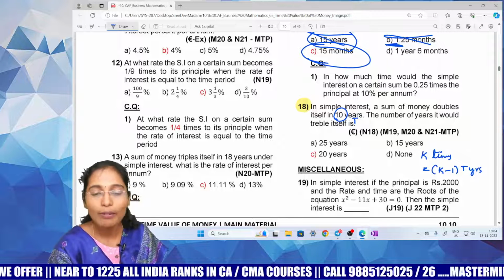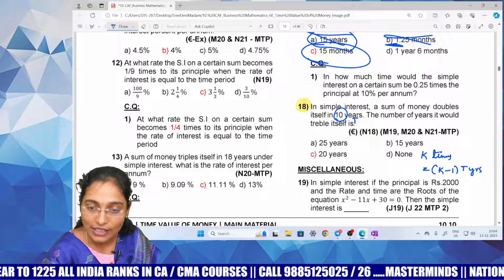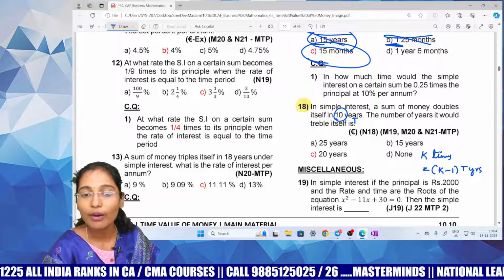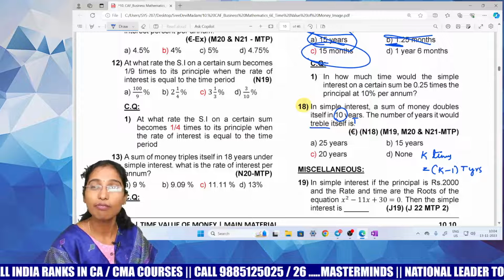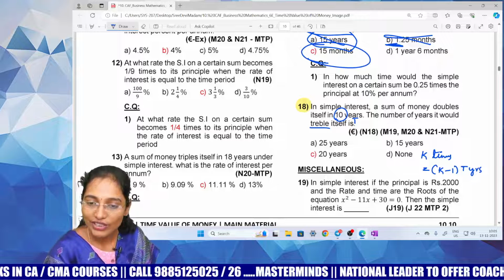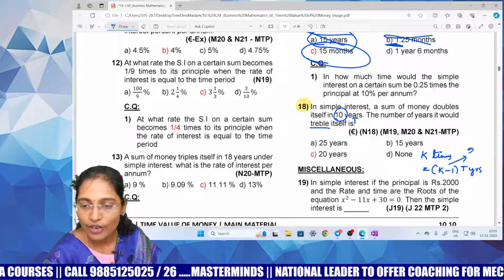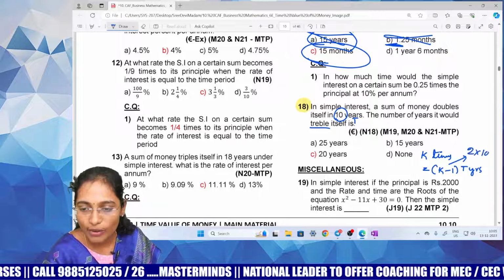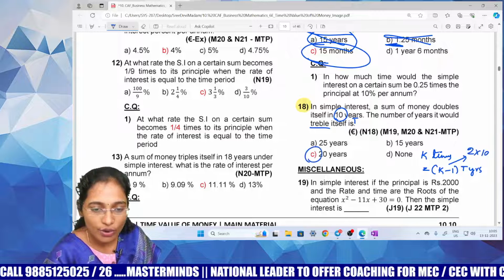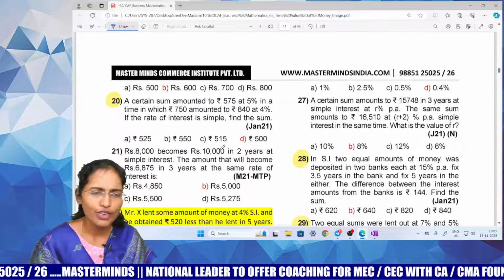Now my money doubles itself in how many years? 10 years. So I'm taking T equals to 10. Now I have to find the number of years in which it would triple itself, means 3 times, so I must take K equals to 3. So this will be 3 minus 1, which is 2, into T, which is 10. 2 into 10 is going to be 20 years. So no need to calculate rate of interest or anything else.